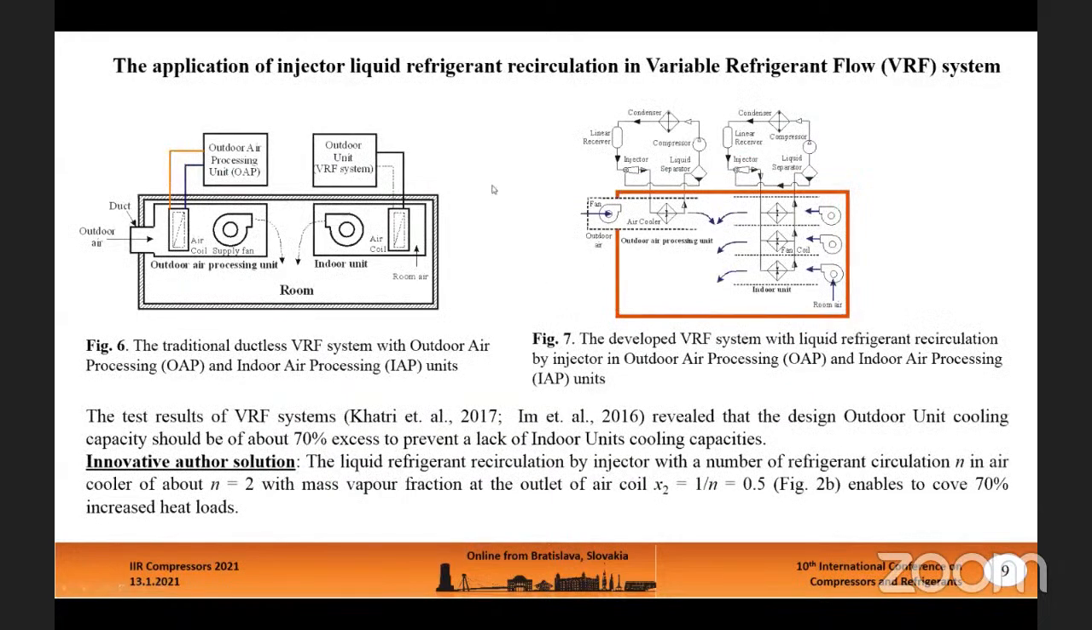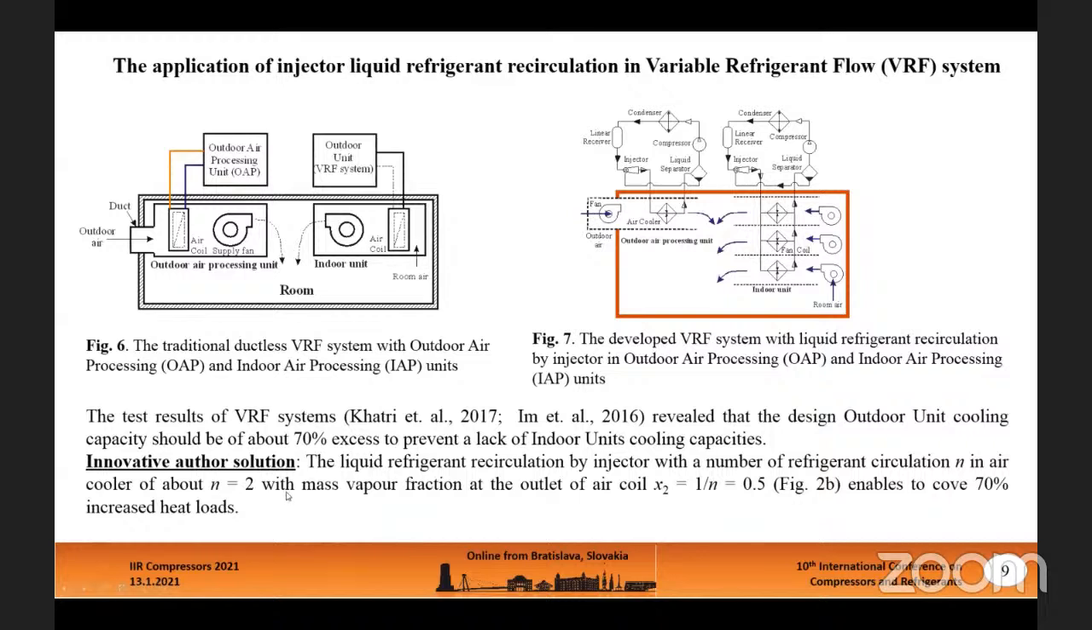Here you see the example of application of ejector liquid recirculation for a variable refrigerant flow system. This is the typical traditional ductless variable refrigerant flow system with outdoor air processing unit and indoor unit. And here you see the developed variable refrigerant flow system with liquid refrigerant recirculation by injector in outdoor and indoor air processing units.